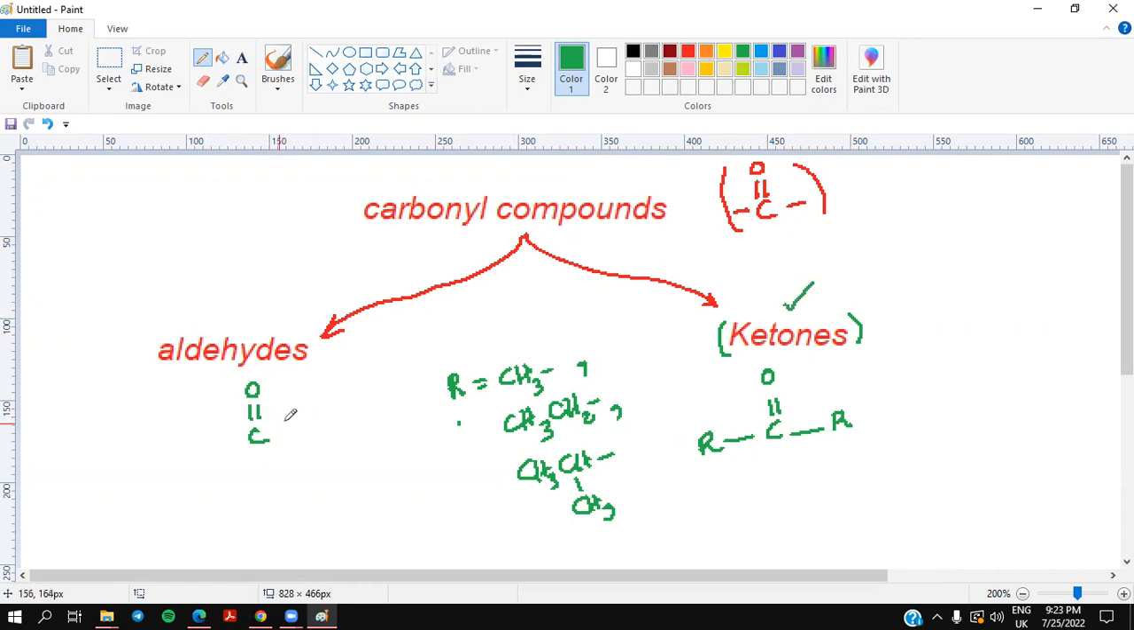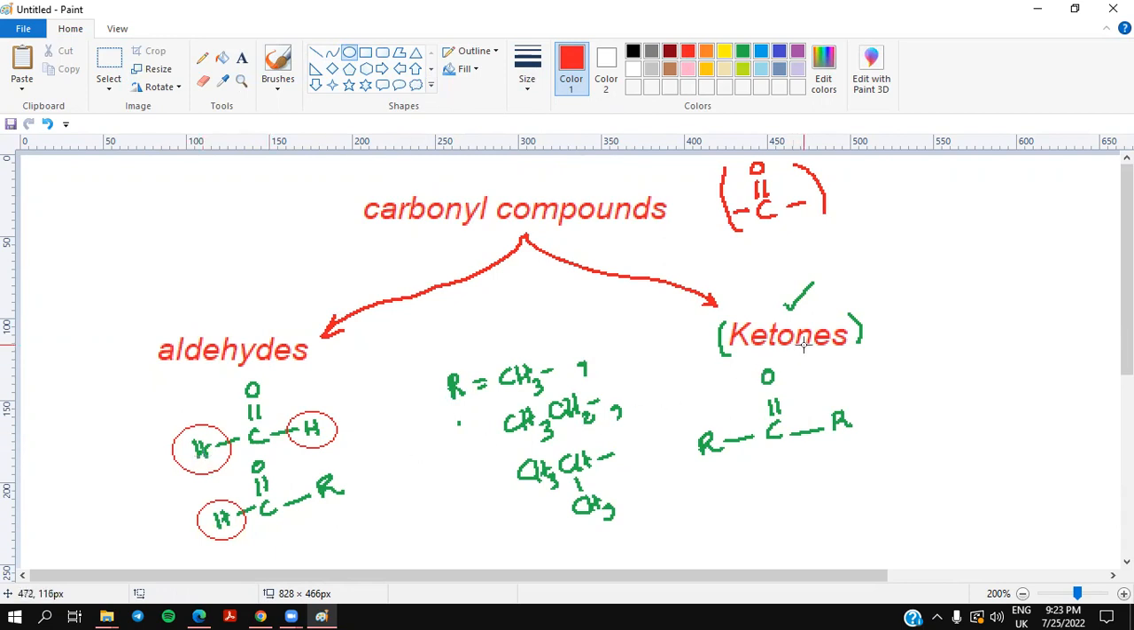Aldehydes are compounds like this. Maybe on both sides of this carbonyl functional group there are hydrogen atoms. At least there should be one hydrogen atom, and the other should be an R group. So a carbonyl compound is an aldehyde if there are two hydrogen atoms attached to the carbonyl functional group, or at least one hydrogen. If there is no hydrogen, they are not aldehydes.